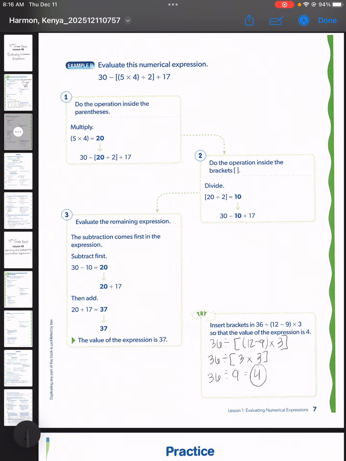This is going to be critical as they jump into this next expression, which now not only has parentheses, it has brackets. So I'm going to rewrite the expression as you should. I'm going to write it exactly the way I see it. And what we learned in the last example is still true. I always start with what's inside of the parentheses. So I'm going to do that operation first. 5 times 4 is 20. And then I'm going to bring down what I have left.